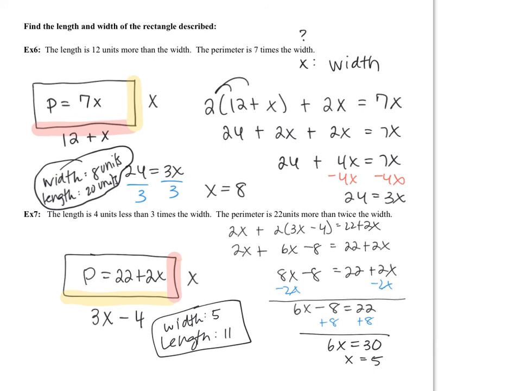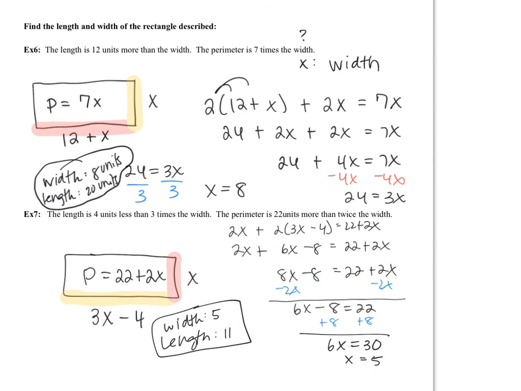So I have, to find my perimeter, I would have 2x plus 2 times (3x minus 4) would equal my perimeter, which is 22 plus 2x. I would then distribute to get 6x minus 8. 6x and 2x combine to get 8x. So I have 8x minus 8 equals 22 plus 2x.